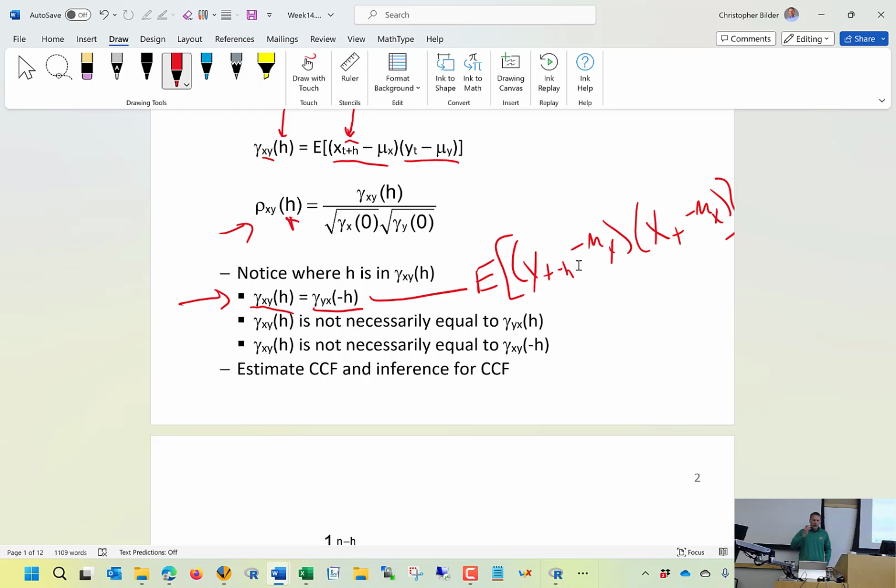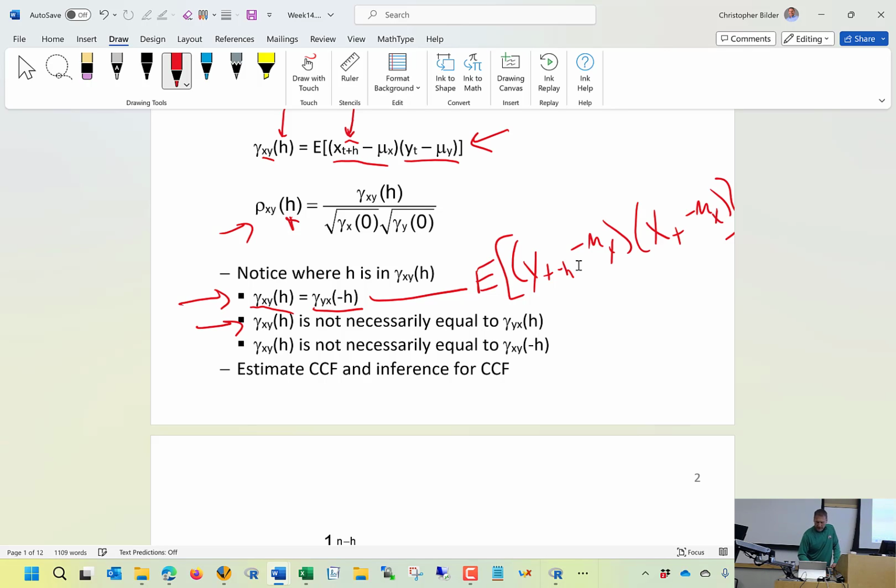Notice how, in what I just wrote out, x is h time points ahead of where y is. Just like what we had here. That's why we have the equivalence. This can sometimes be confusing for students, but as long as you go back to what an expected value is, it actually becomes very simple.